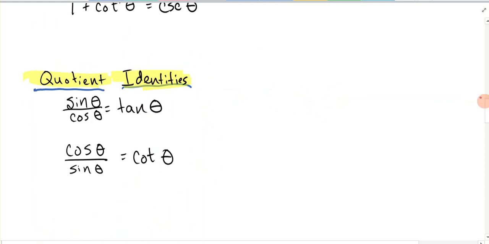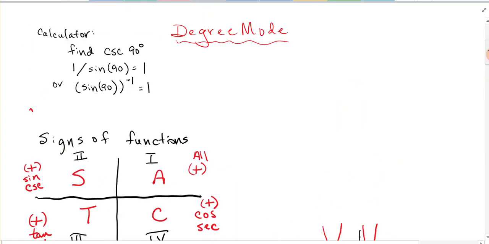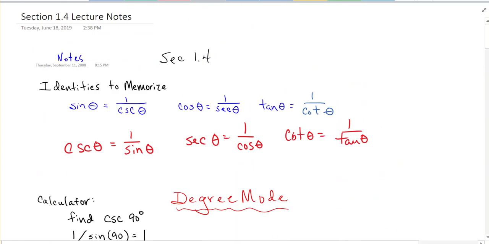The quotient identities, there's two of those. Tan is equal to sine over cosine. And since if you flip tan, you get cotan, then you could flip this and you get cosine over sine. Those come into play a little bit later, but they're important as well. I believe that's our information for section 1.4. Let's go look at our problems.